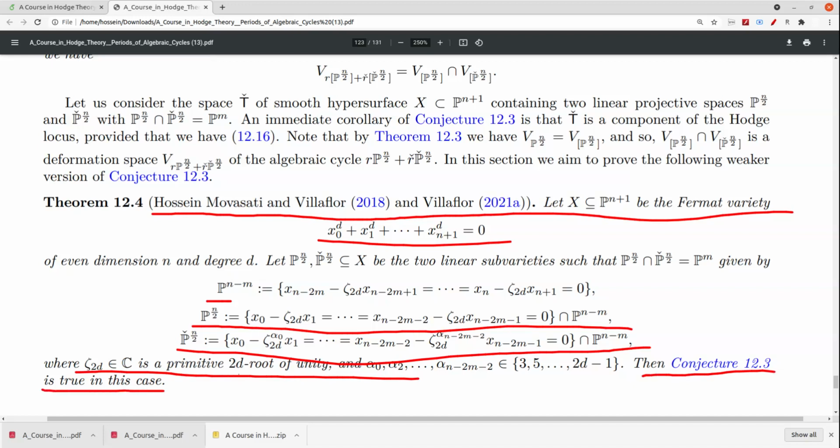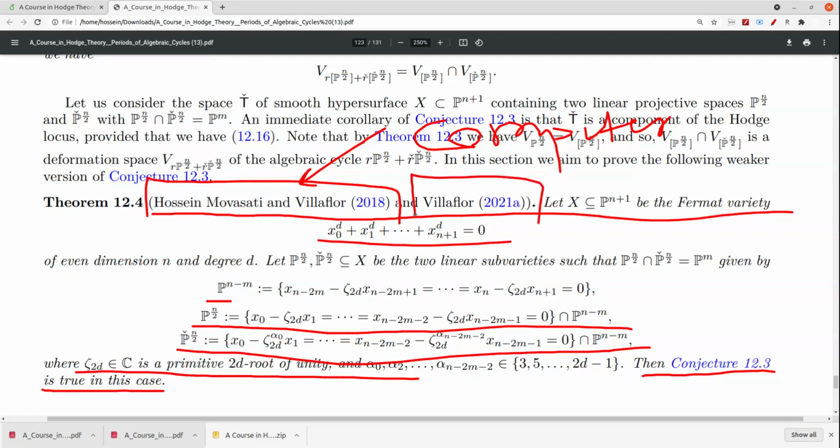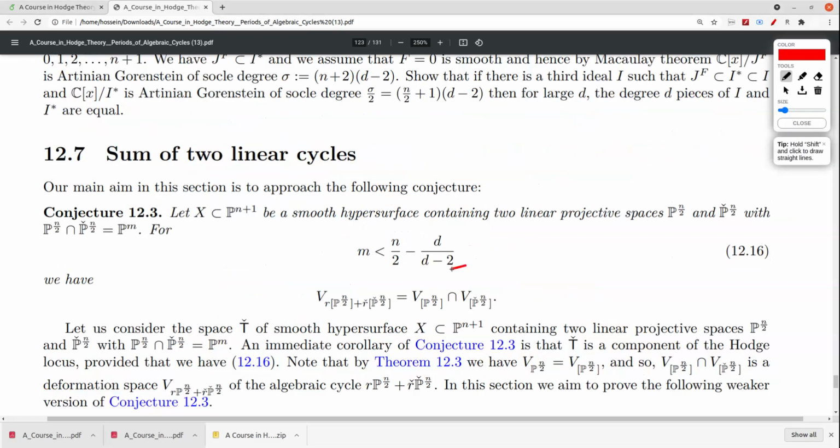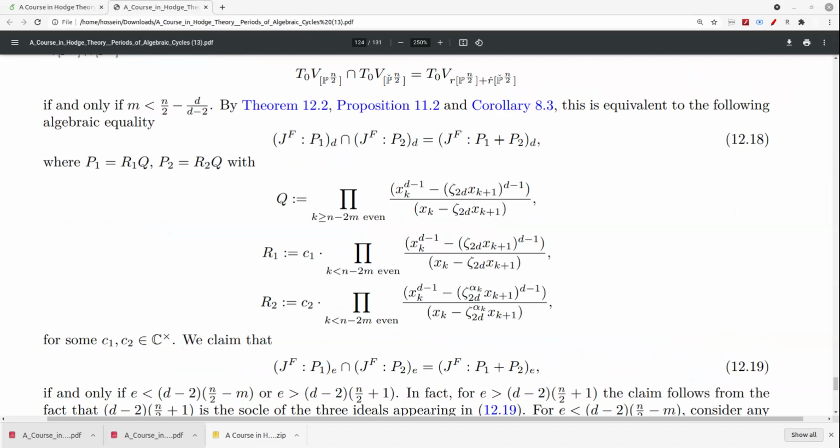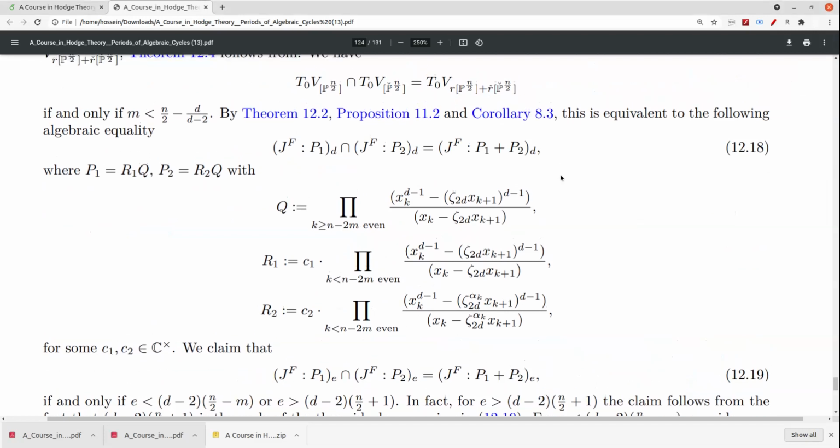So maybe I have to say that the proof, basically in this first article, is based on computer calculation of the tangent space of the Hodge locus, and later Roberto, in his thesis, was able to give a theoretical proof. And once you go through the proof, you will see how this condition pops up in a natural way. So the proof consists of two steps.